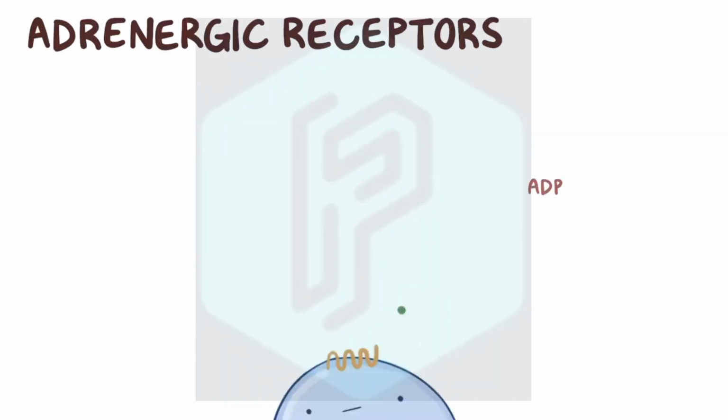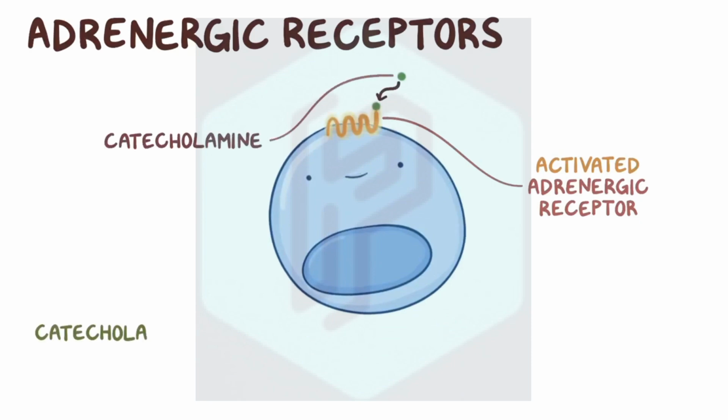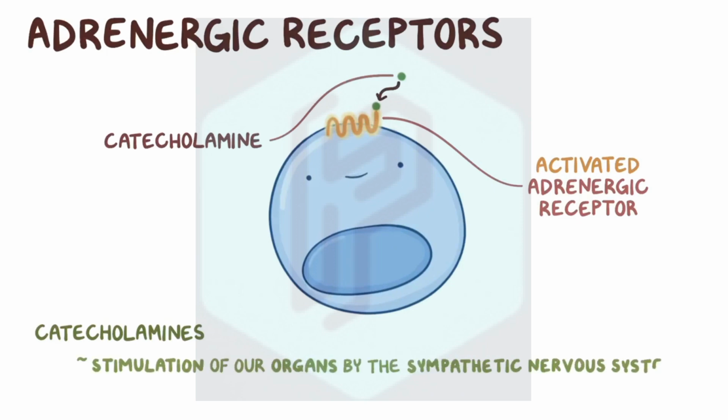Today we will learn what adrenergic receptors are. Adrenergic receptors are receptors on the surface of cells that get activated when they bind a type of neurotransmitter called a catecholamine. Catecholamines are involved in the stimulation of our organs by the sympathetic nervous system. They help to trigger the fight or flight response.